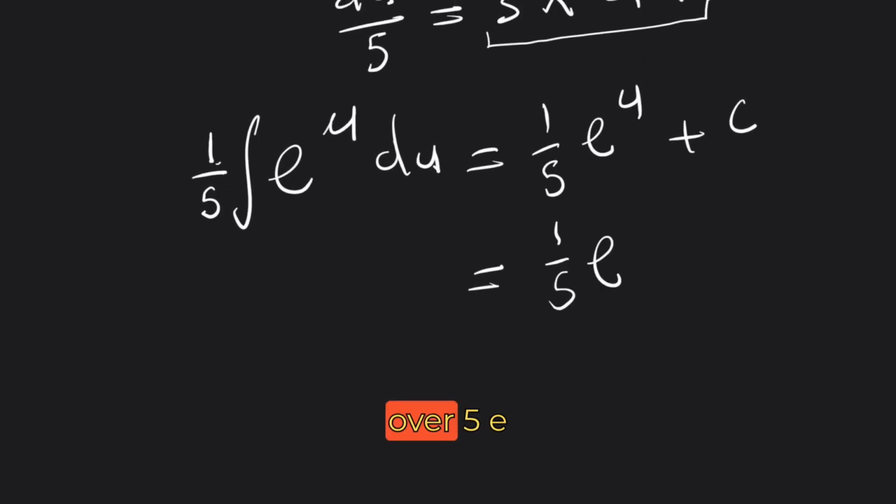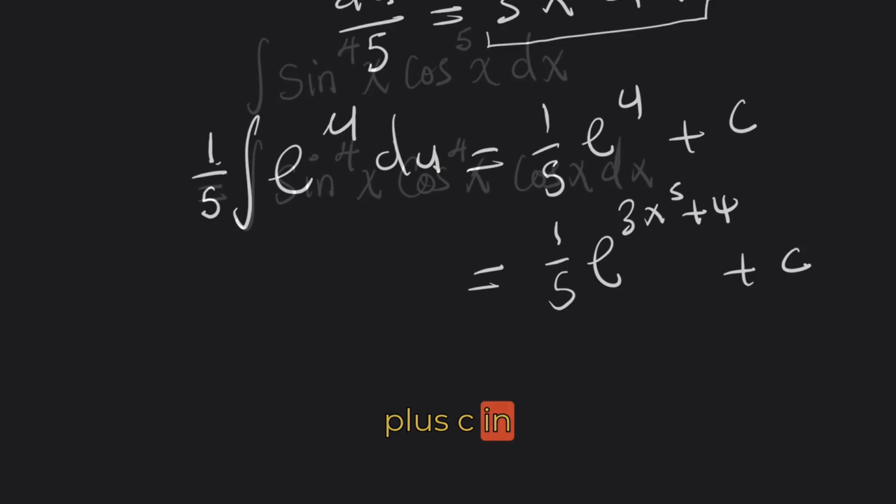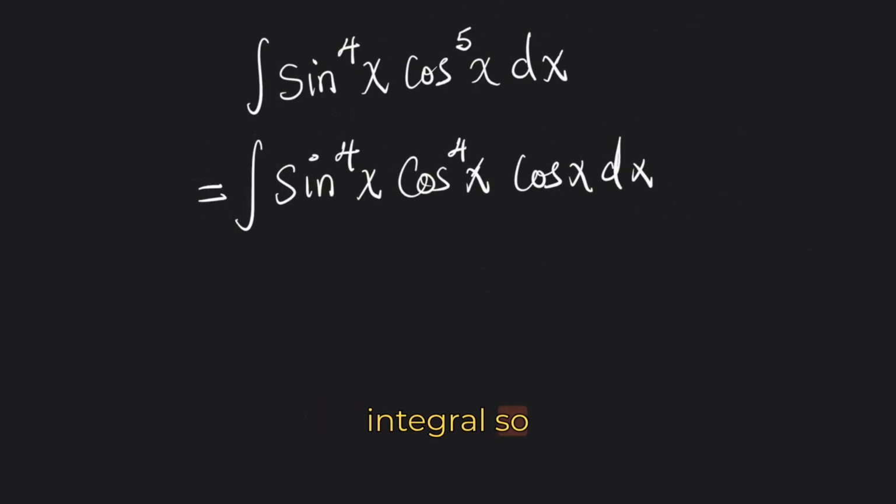So this is just 1 over 5 e to the power 5x plus 4, then plus c. This is a trigonometric integral.